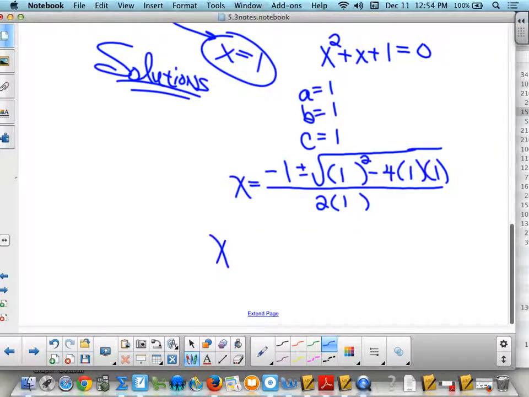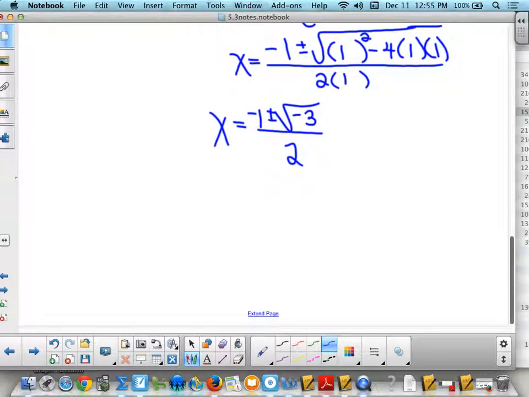Negative 1 plus or minus the square root, all over 2. Anybody know what's inside there? Negative 3. All right. Now, when you see negative numbers inside a radical, you know the answers are imaginary. The answer is negative 1 plus or minus i square root of 3 over 2.